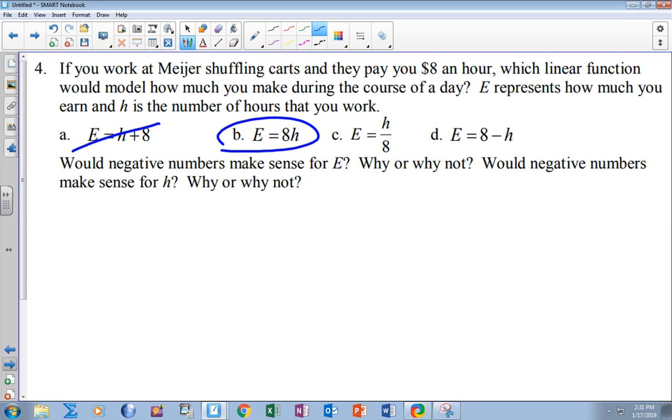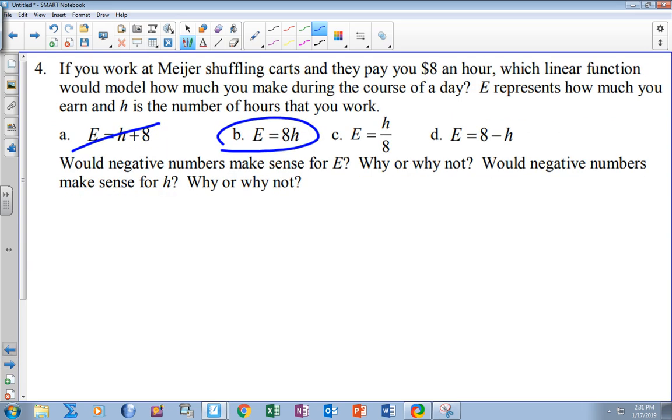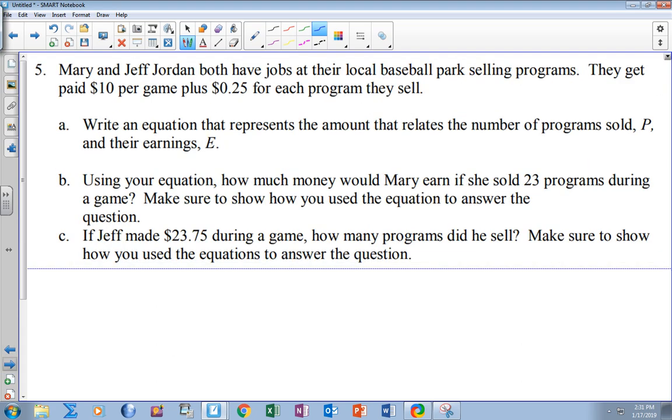You would be giving Myers money for what? For working there. Yes. So if you had a negative E value, that means you would be paying Myers to shuffle their carts. That's what it would mean, right? So you don't want to do that. So no, because why? We just said why. Could you be paying them? So would you want to pay Myers to work for them? No. That's why.